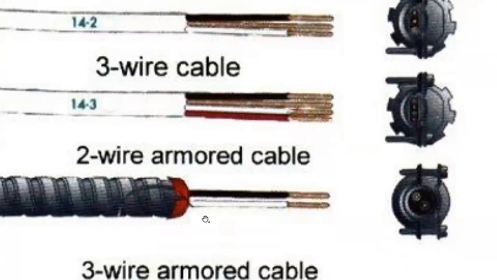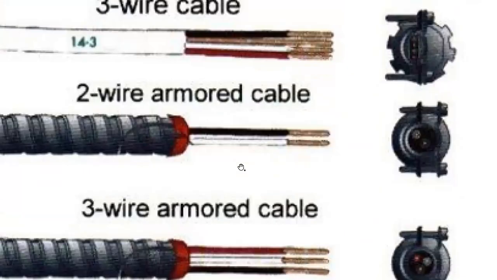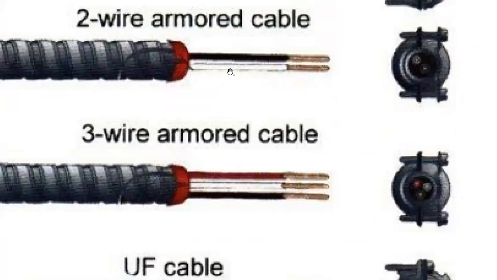Now, some cables will not include the bonding wire, so it will be a two-wired armor cable, three-wired armor cable. The two-wired one is going to have neutral and hot, white and black. The three-wired armored cable is going to have neutral, hot, and hot. All right.